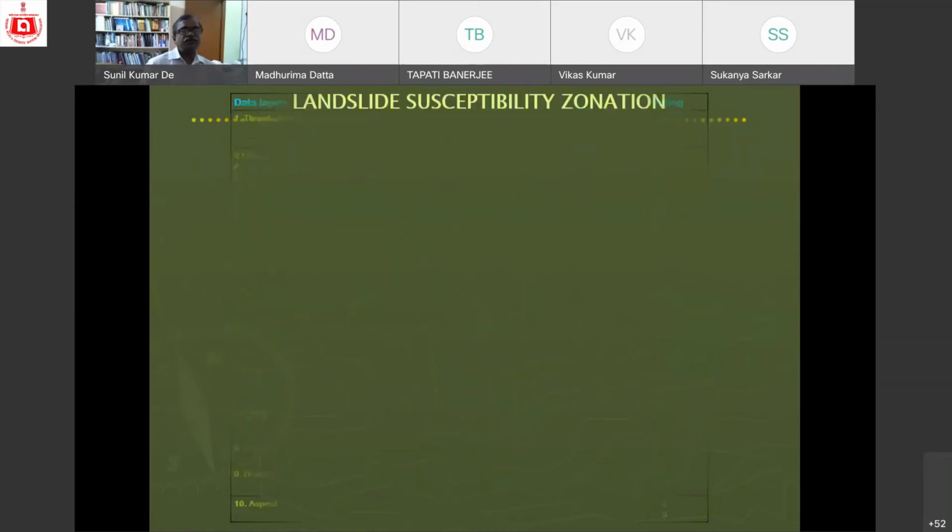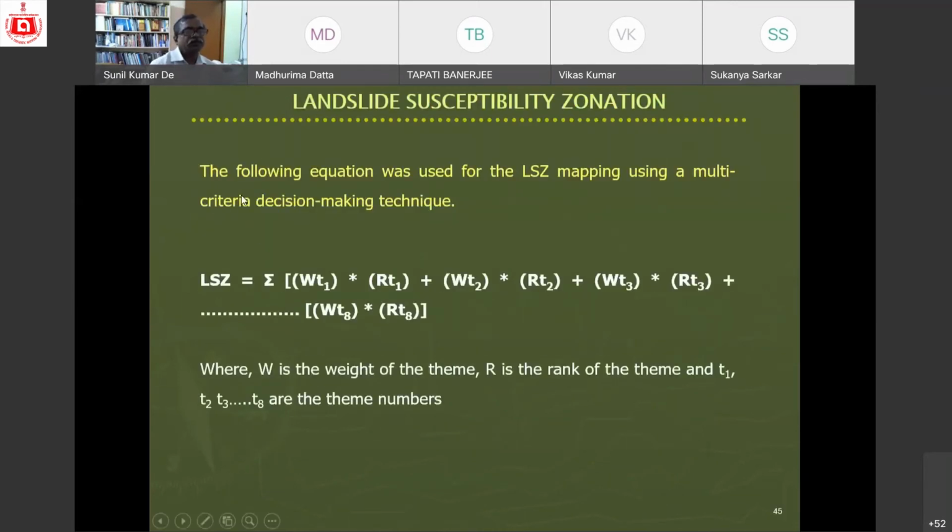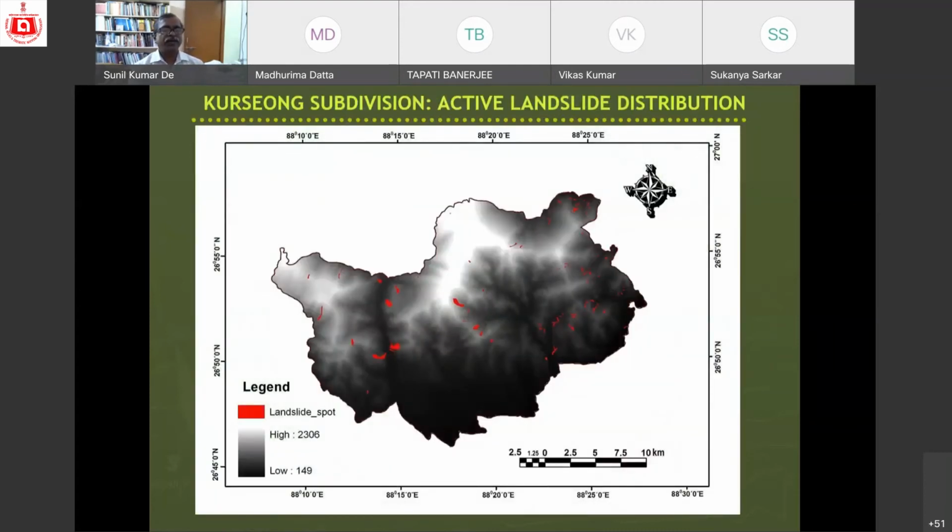After that, if you multiply with the weight and rating of individual parameters and add them up, you get the landslide susceptibility value, LSV. On the basis of this LSV, we can prepare the landslide hazard susceptibility zonation map. And I will show an example from Kurseong subdivision. This was prepared by one of my research scholars. Now she is in Japan. And for this Kurseong subdivision, her name is Mili Jamatia.